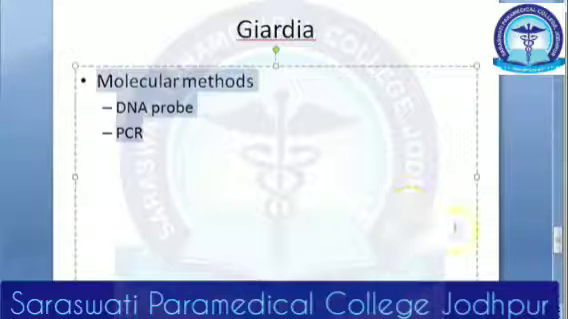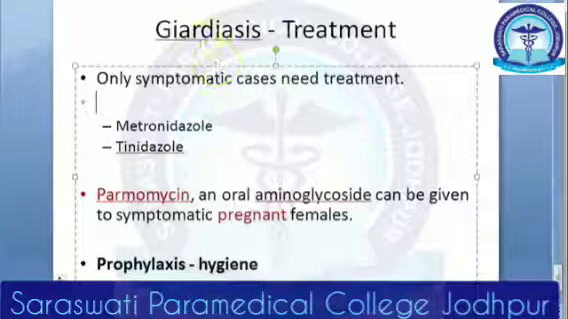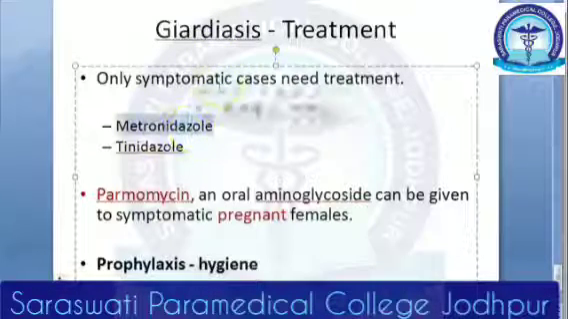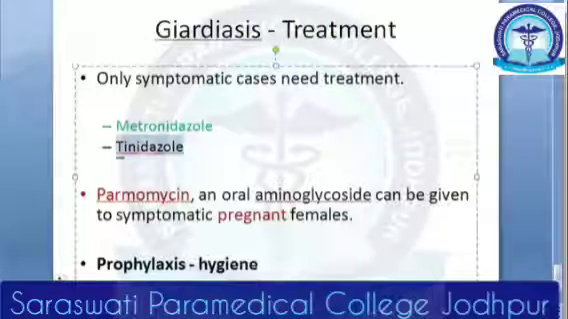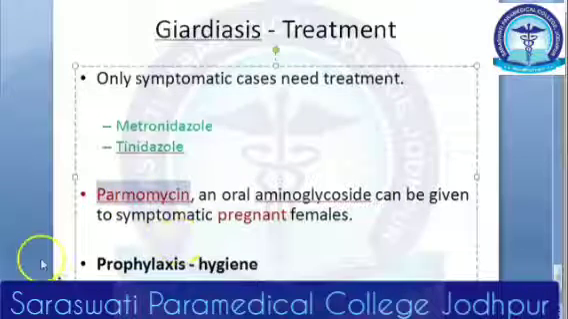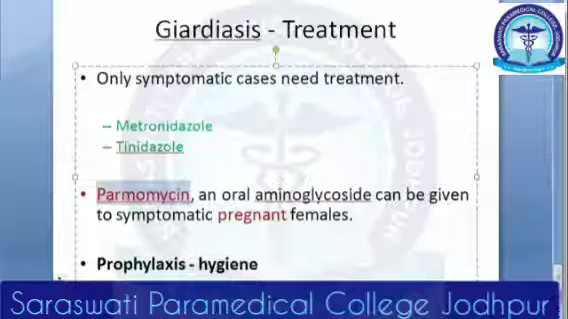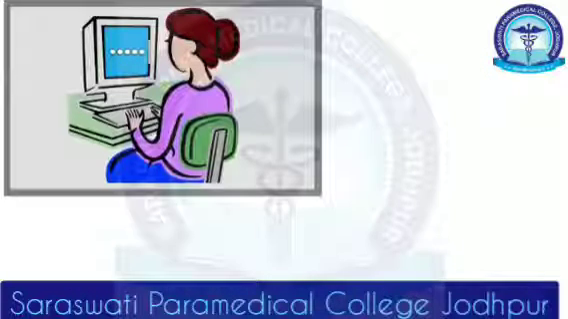Molecular methods, DNA probe, these are highly specific because you are going to the DNA level. The treatment of giardiasis is metronidazole, tinidazole. They seem to like tinidazole more than metronidazole for giardiasis. If the person is pregnant, you can give paromomycin, which is an oral aminoglycoside. Prevention is better than cure, so just hygiene can prevent a lot of giardiasis. So guys, there you go, Giardia lamblia.